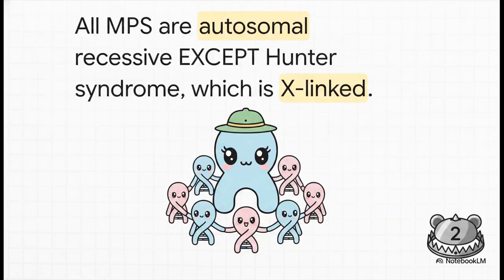Before we leave genetics, lock in exam trap 2. This is a heavily tested inheritance rule. All mucopolysaccharidoses are autosomal recessive, with one singular, vital exception: Hunter syndrome, or MPS II, which is X-linked recessive. If a clinical vignette describes an affected male with unaffected parents and a maternal uncle with similar features, the examiner is pointing you straight toward Hunter, not Hurler. Never confuse the two in a family history question.